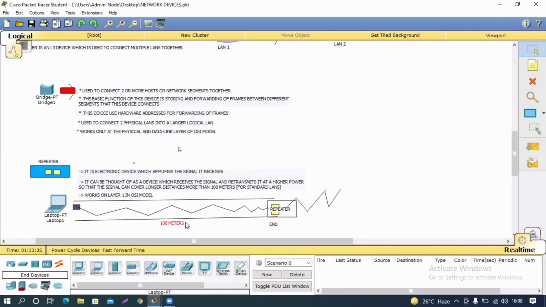And when it reaches the end of 100 meters, this is when the signal will be going down. Okay, means it is getting lost. This particular device, the repeater, has one input and one output. This input and output basically takes the weak signal in and amplifies it and sends it out.